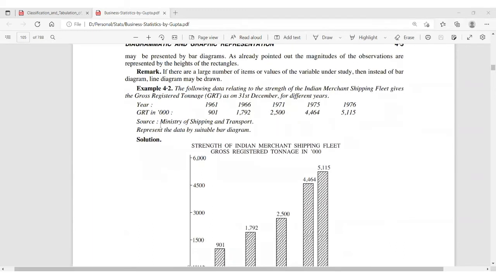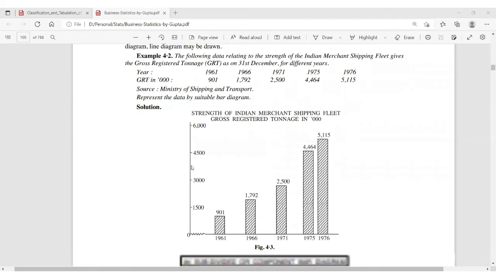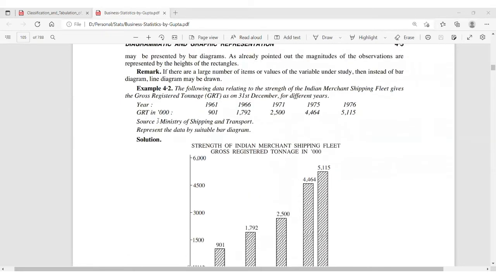The following data related to the strength of the Indian merchant shipping fleet gives the gross registered tonnage, GRT, on the 31st December for the following years. In 1961, the GRT in thousands is 901, in 66 is this, 71 is this, and so on, right? They mentioned their source: Ministry of Shipping and Transport. Draw a suitable bar diagram.